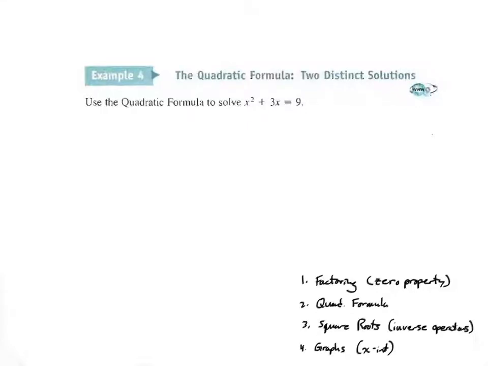Now, factoring is great and everybody loves factoring, but what if it's not factorable? Look at this guy. He is not factorable. That's why the directions are telling you to use the quadratic formula. But if you tried to factor this, you would realize there's no other way to do it. x squared plus 3x minus 9 equals 0. Once we get it equal to 0, you can analyze it. No, I cannot factor it.